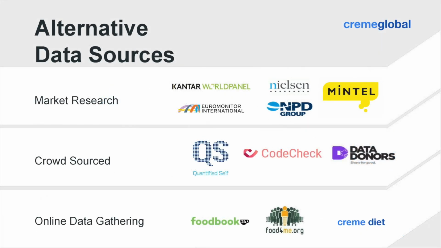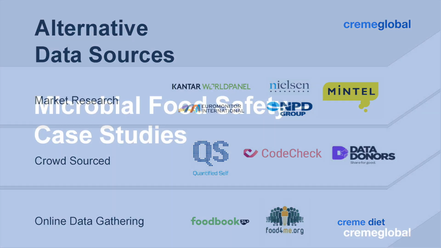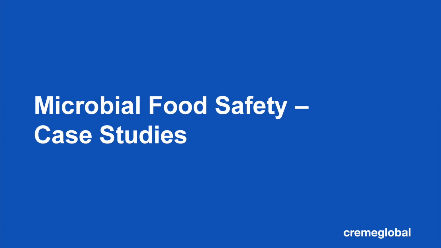So such sources of alternative data can be, for example, market research data, from which we can get the market shares or occurrence data. We also have a lot of crowdsourced platforms with a lot of interesting data sets. And we can also use online gathering tools such as developed in CREM Global Foodbook 24 or CREM Diet, which allow to gather consumption data in the populations. So next I will show the two case studies of our work in the field of microbial food safety.